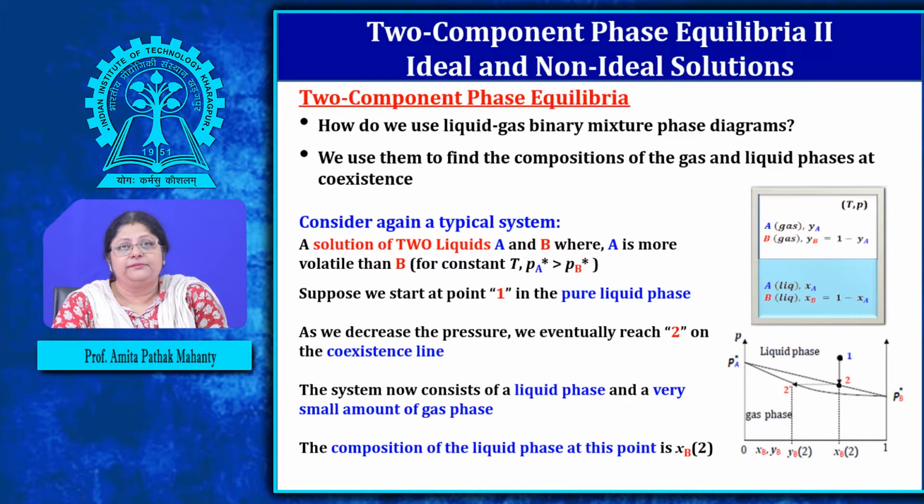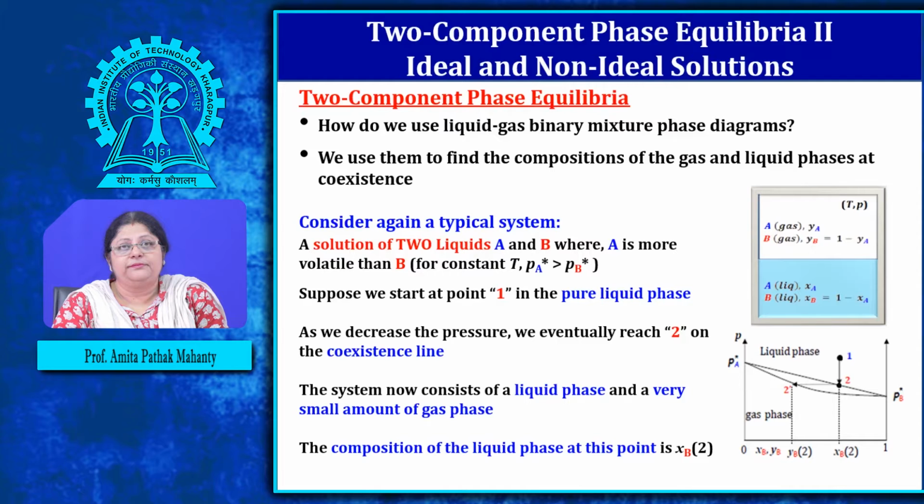if I have to find out a composition. Suppose I have a binary liquid, two liquid system A and B. A is more volatile than B, and hence the vapor pressure of the pure component A will be greater than that of the vapor pressure of the component B at a given temperature.